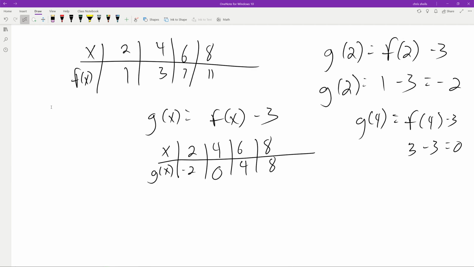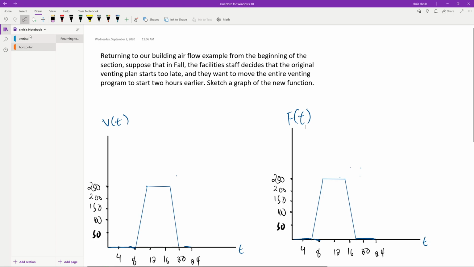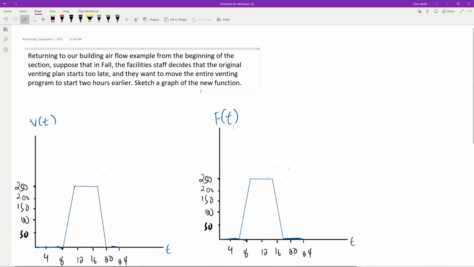All right. So let's also look at horizontal shifts. So we're going to look at the same problem that we looked at previously with the air vents, but let's suppose that in the fall, the facility staff decides that the original venting program starts too late, and they want to move the entire venting program to start 2 hours earlier. Let's sketch a graph of the new function.